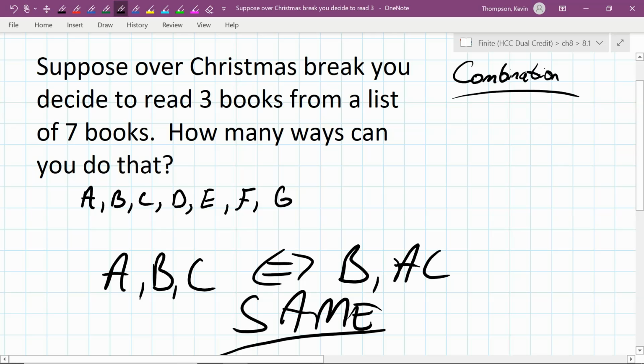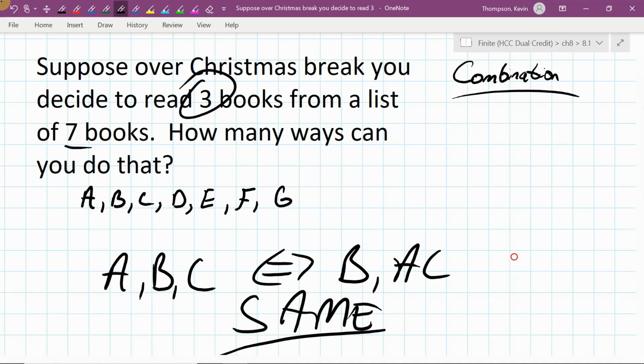You still read them. So we're really looking at the end of the break. What 3 books did you read? Does it matter the order that you would say them in? Is that different? It really isn't, right? Because we're just really saying what are the 3 options that you're choosing out of the 7.